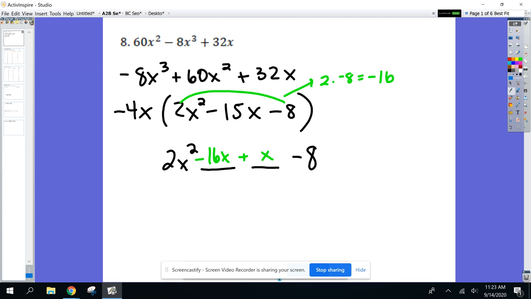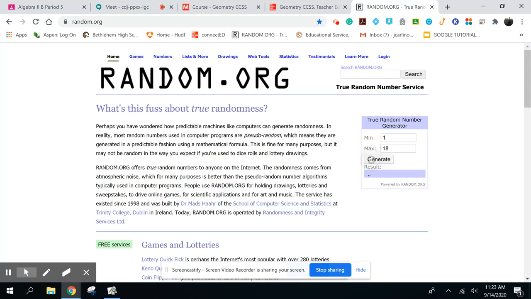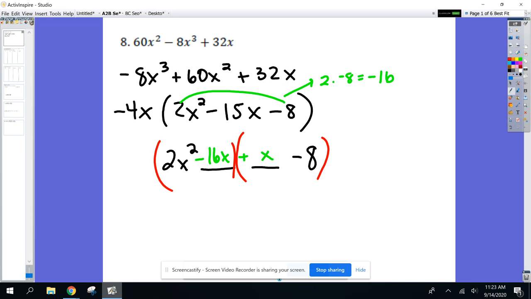Now it's time to group. You've got 4 terms now. Let's group them: first 2, last 2. What can I take out of the first grouping? Liz, back to you. You're on fire today. What can I take out of the first grouping? 2x. Nice job. What's left? x minus 8. Good work.